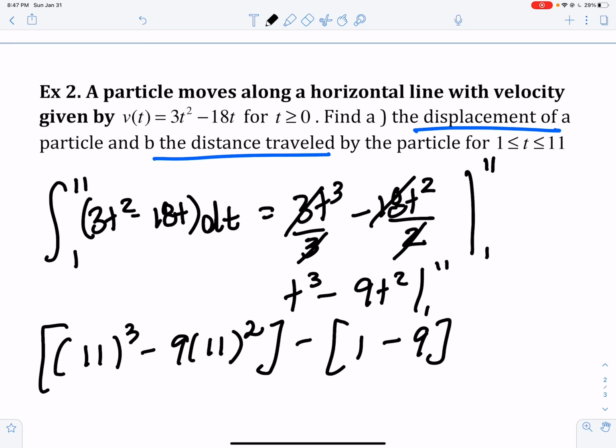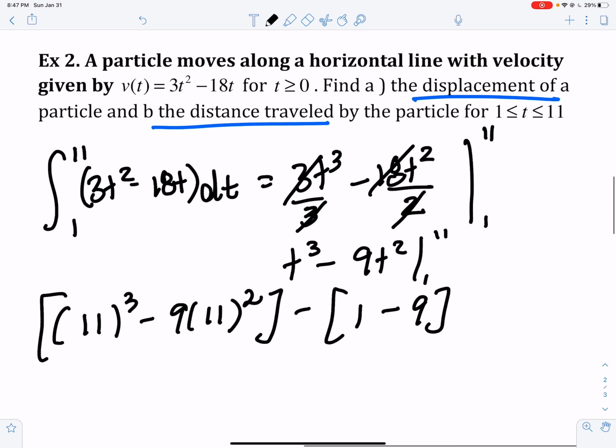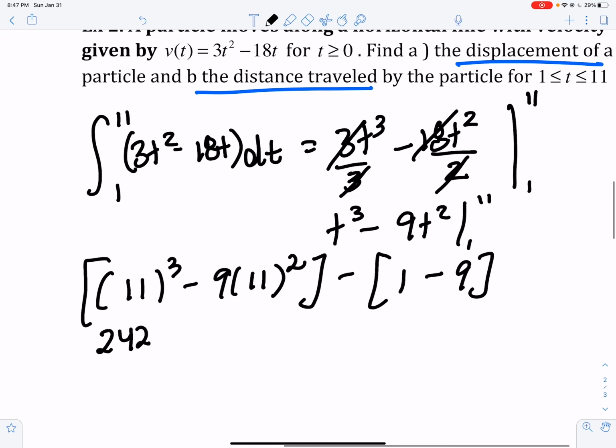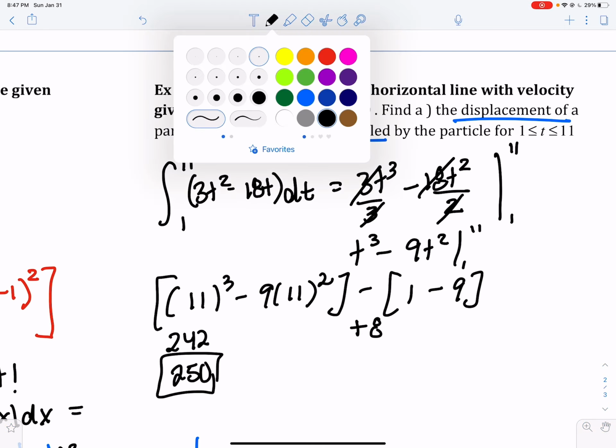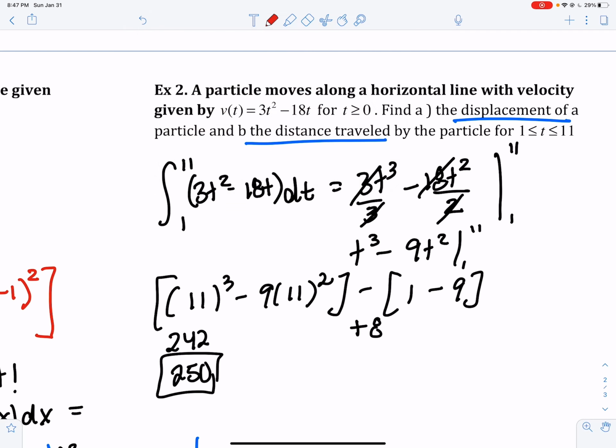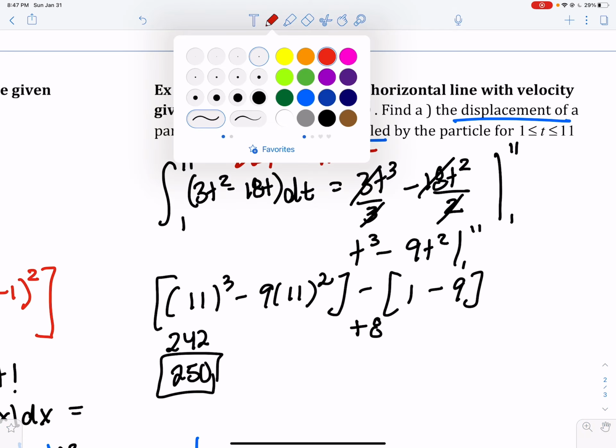Okay. However, if you simplify, you end up with 242 plus 8. You end up with 250. If this had units like feet or centimeters or something, you would add the units. Okay, so this is net change or displacement. Displacement.